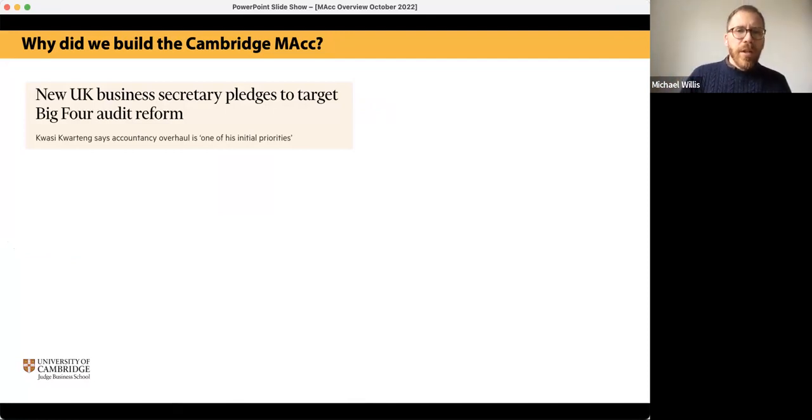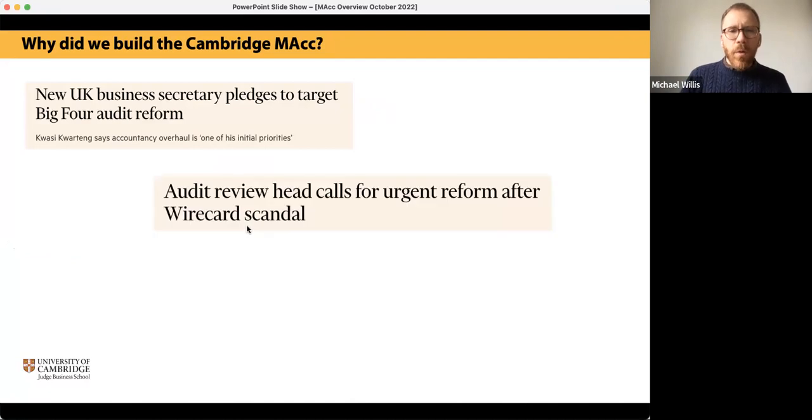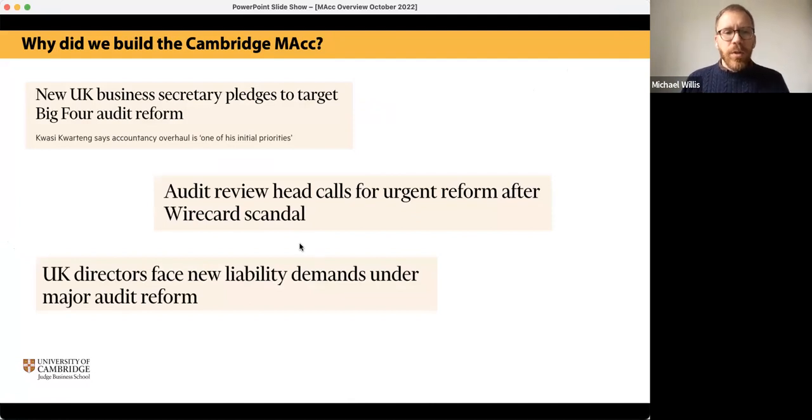New UK business secretary pledges to target Big Four audit reform. Audit review head calls for urgent reform after Wirecard scandal. You could plug in any scandal in that headline and it would still be true. UK directors face new liability demands under major audit reform.